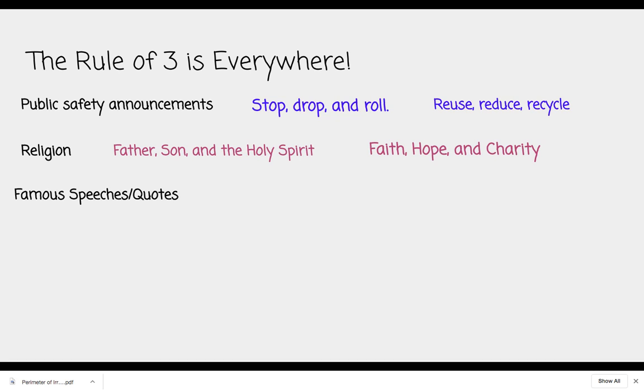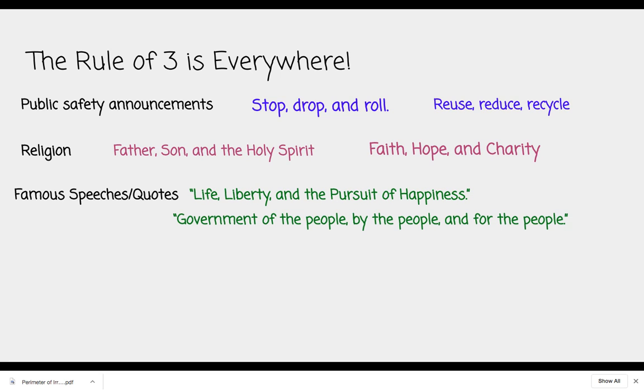And famous speeches and quotes. Actually, a lot of people use the rule of three in speeches and quotes. It's quite popular. For example, life, liberty, and pursuit of happiness. As you know, this is listing three things here. This is actually from the Declaration of Independence. And here we have government of the people, by the people, and for the people. This is from Abraham Lincoln's famous speech called the Gettysburg Address.